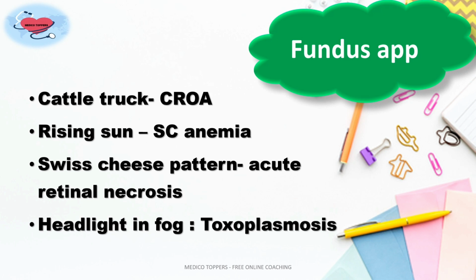Cattle track appearance is seen in central retinal artery occlusion. As we have already discussed, blood and thunder fundus is seen in central retinal vein occlusion. Rising sun fundus appearance is seen in sickle cell anemia. Swiss cheese pattern is seen in acute retinal necrosis. Headlight in fog fundus appearance is seen in toxoplasmosis. So headlight in fog, toxoplasmosis; Swiss cheese, acute retinal necrosis; rising sun, sickle cell anemia; cattle track, central retinal artery occlusion. So that's all today.